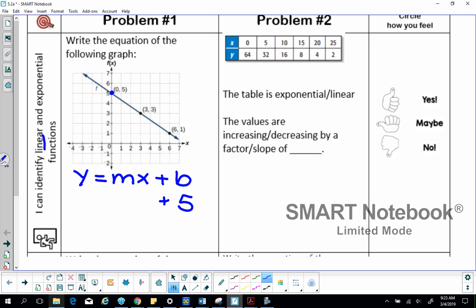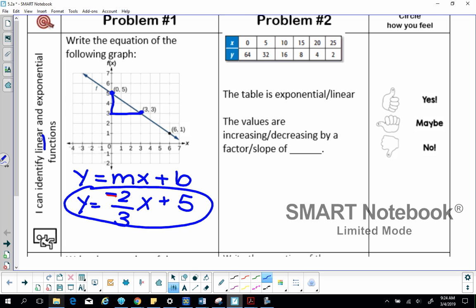Your slope, is it going down or up? Down. So I know my slope is going to be negative. And so I need to figure out my rise over run. So from here to here, I go down how many? 2. Down 2. And then I run 3. Can I reduce that fraction? No. So this is my answer. So this is just a reminder of how to do equations when given a linear graph.